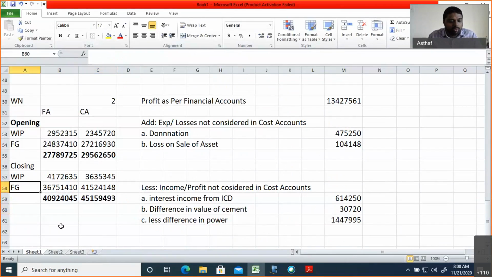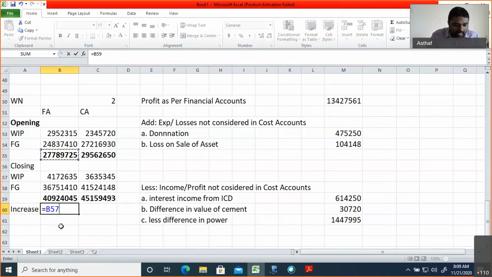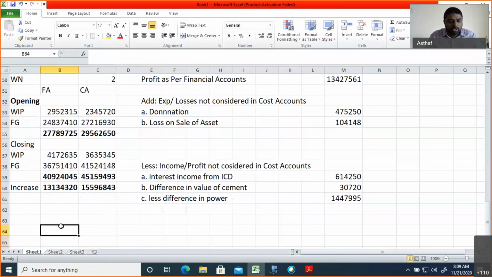See now, this is your opening, this is your closing. So we can say this is an increase. What is that? We can say increase. So what is the increase? So this is the number, increase. So where we have more increase, the increase is more in cost accounts.